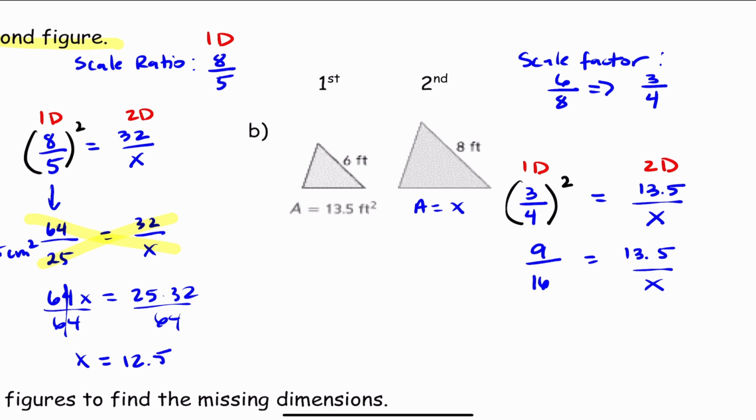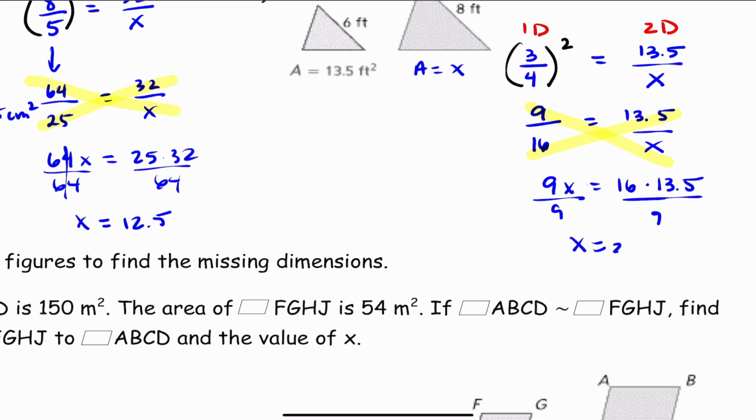Okay, so now I'm going to go ahead and cross multiply. I have 9x, so I'm going to multiply 9 and x together. And then I'm going to multiply the 16 times 13.5. I'm going to divide both sides by 9. So then 16 times 13.5, divide that by 9. X is going to be 24. So the area is 24 feet squared.